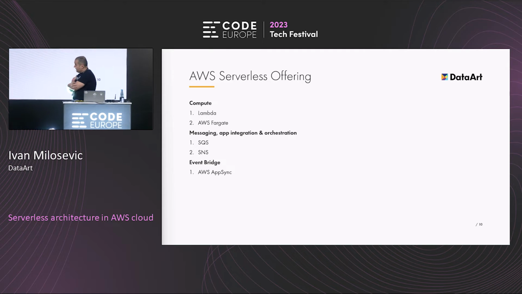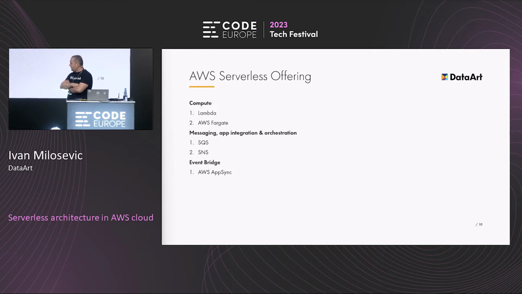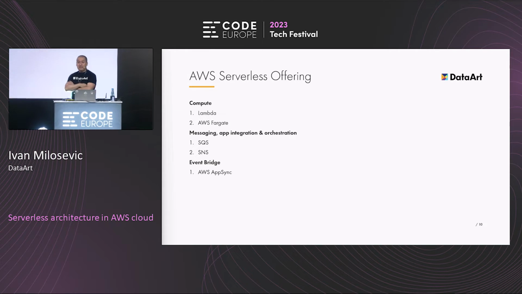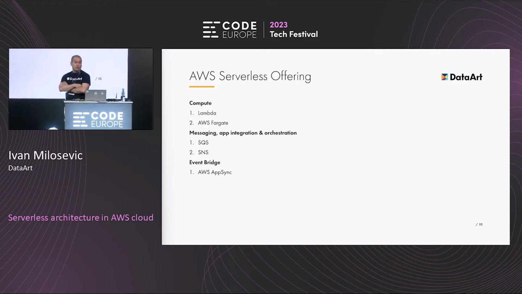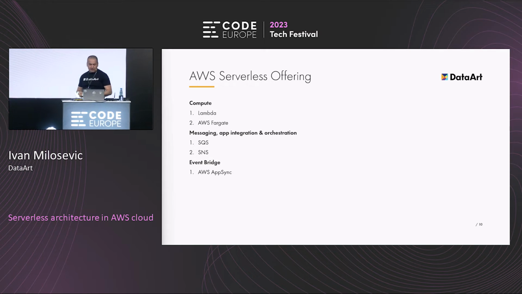So, AppSync. AppSync is also something that may not be very well known to the non-AWS public, but it has to do with the way applications are connected with the data and event sources. So you can use GraphQL APIs, you can use pub/sub APIs to pull data in real time and present it in your application.